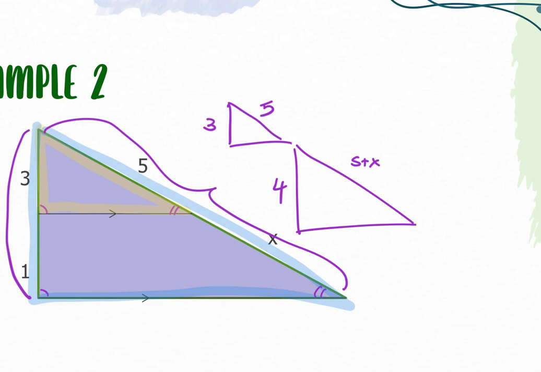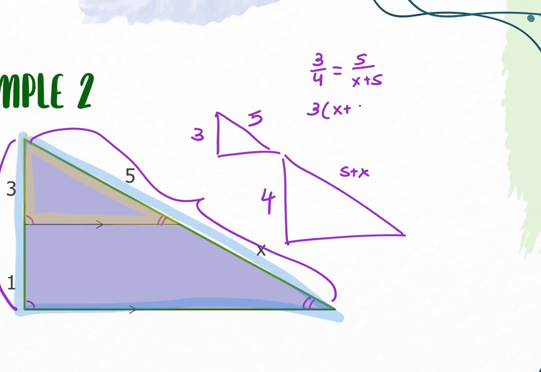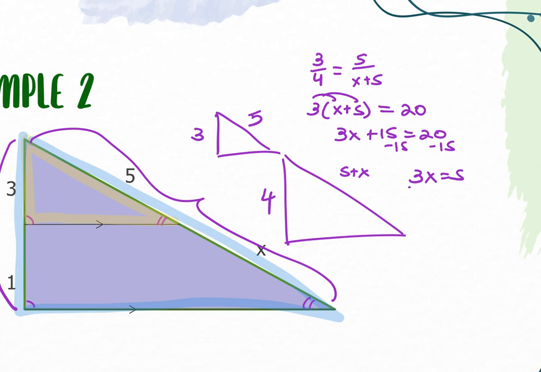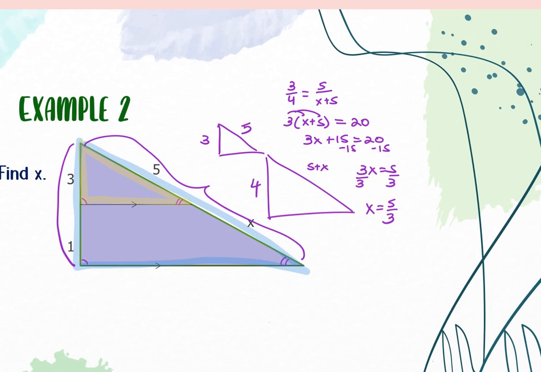Based on that, what's my scale factor? Let's go little to big. What's the scale factor of little to big? 3/4. 3 to 4. So 3 over 4 is going to equal 5 over x plus 5, that whole side. So I get 3 times x plus 5 equals 20. Distribute: 3x plus 15 equals 20. 3x equals 5. x equals 5/3, or 1 and 2/3. Good.